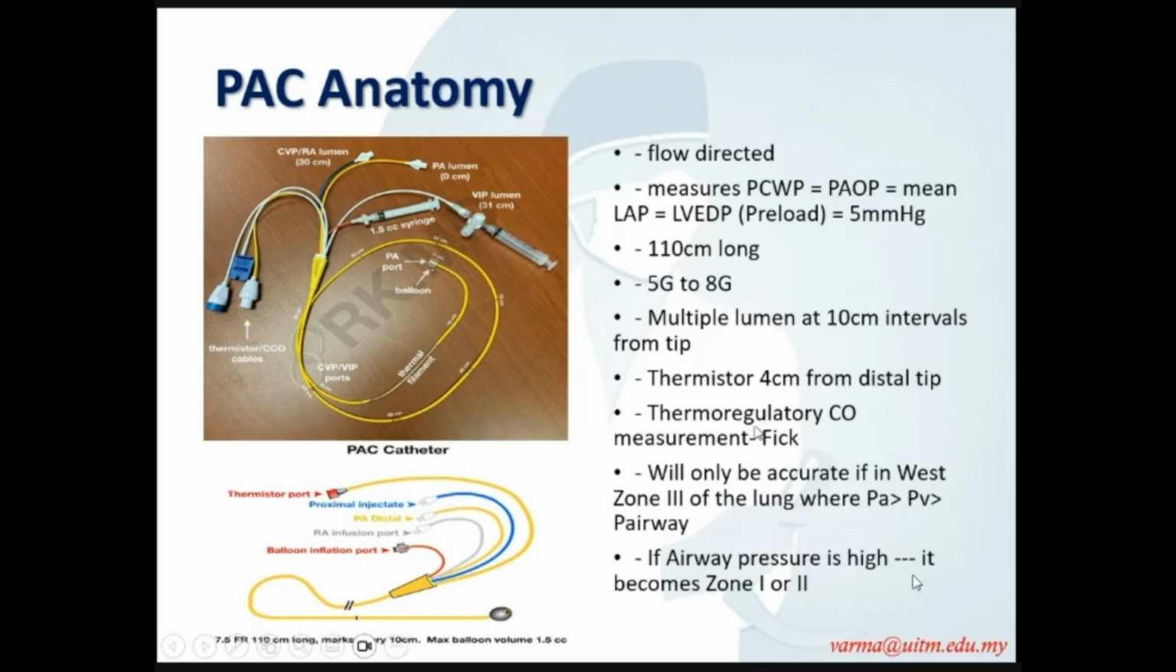This will only be accurate if the catheter is wedged in zone 3 of the lung. I'm not going to talk about zones now. It's a totally respiratory topic. If you have read that topic, you know what zone 1, zone 2, zone 3 are. It is only accurate in zone 3 of the lung, where pulmonary artery pressure is more than pulmonary vein pressure. If the pulmonary venous pressure is higher than pulmonary artery pressure, then it won't be accurate. If airway pressure is high, it becomes zone 1 or 2, because your airway pressure is very high, then it's not accurate. Just remember these words, if it's too confusing for you.